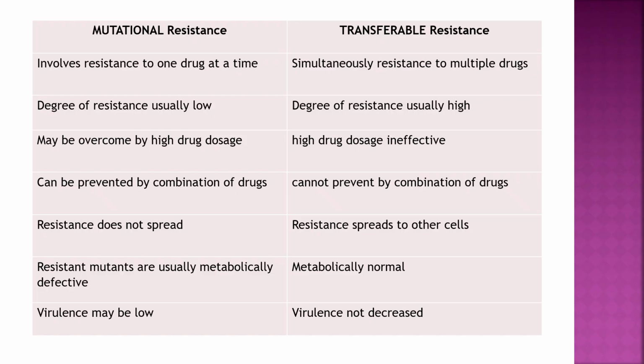Mutational resistance does not spread; transferable spreads to other cells. In mutational resistance, mutants are usually metabolically defective, and in transferable they are normal. In mutational resistance virulence may be low; in transferable, virulence is not decreased.